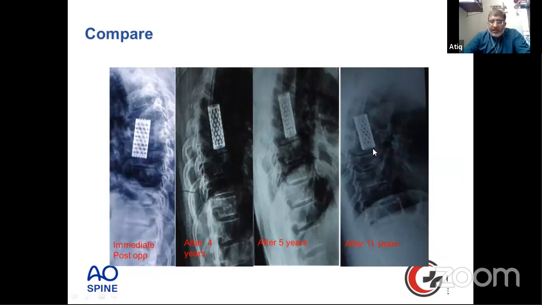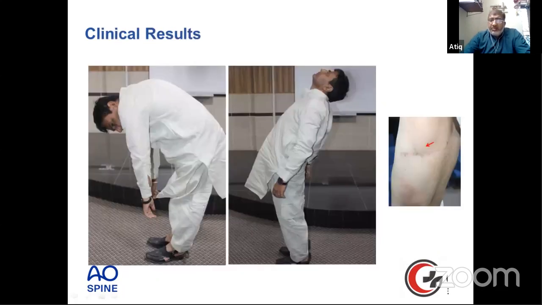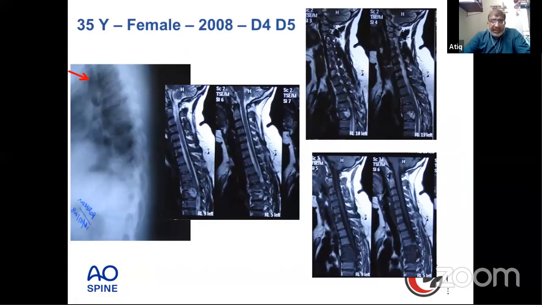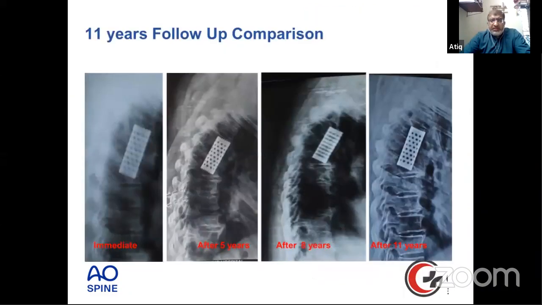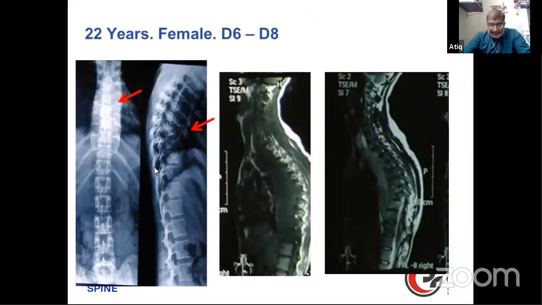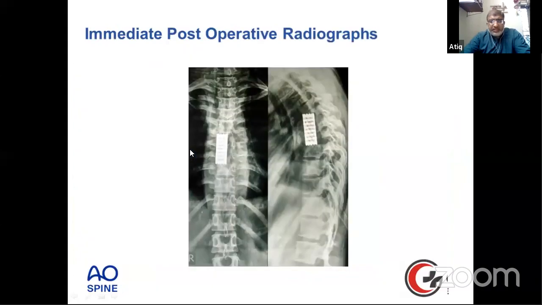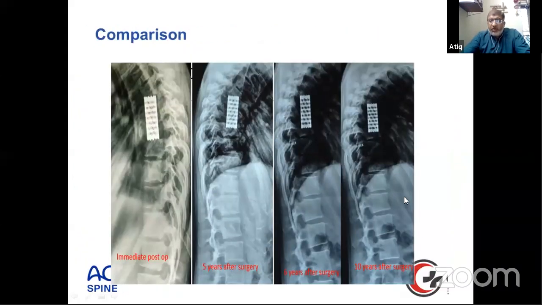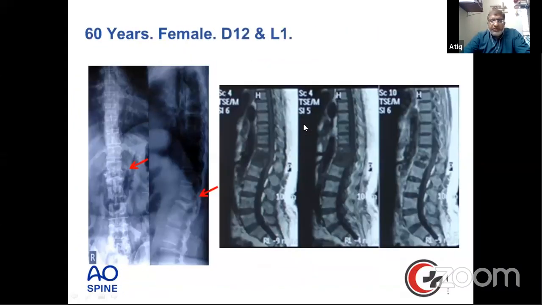No kyphotic angle increase, and the patient is doing all his activity. This is also the mid-thoracic region. I just bypass it. This is also the mid-thoracic region. This is 10 years follow-up, and nothing happened to this spine.